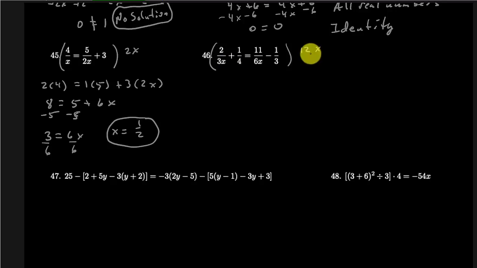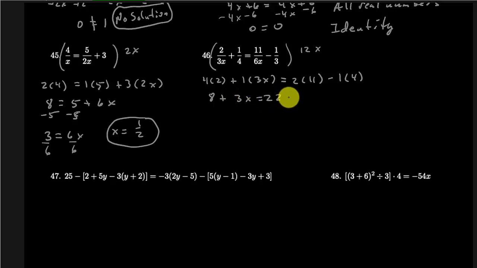We'll be left with a 4. So that's going to be 4 times 2 plus, and then the 4 goes into the 12x. That's 3x left over. So 1 times 3x equals, and then 6x goes into 12x. We'll be left with a 2. So that equals 2 times 11. And then 3 goes into 12x. We'll be left with a 4. So that's minus 1 times 4. So that's going to be 8 plus 3x equals 22.